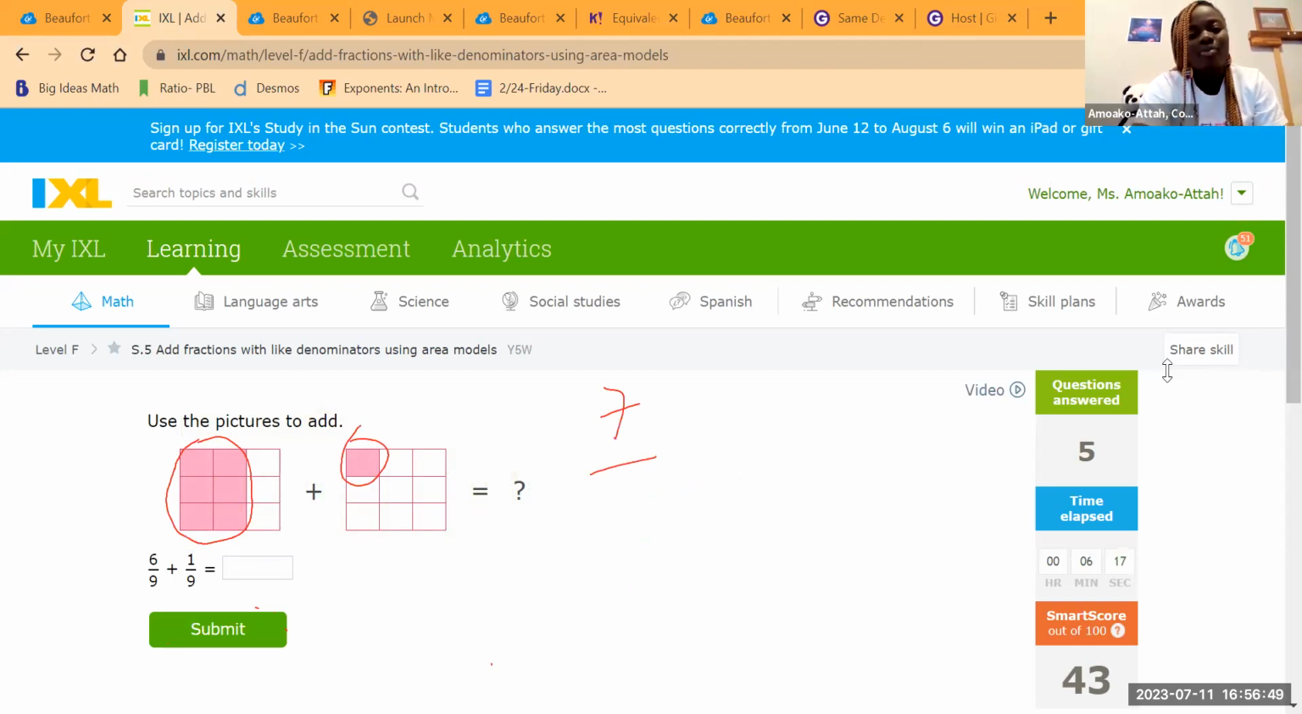That is, how many divisions do we have over here? So 1, 2, 3, 4, 5, 6, 7, 8, 9. So we have 9 divisions. So you are getting the answer to be 7 out of 9.